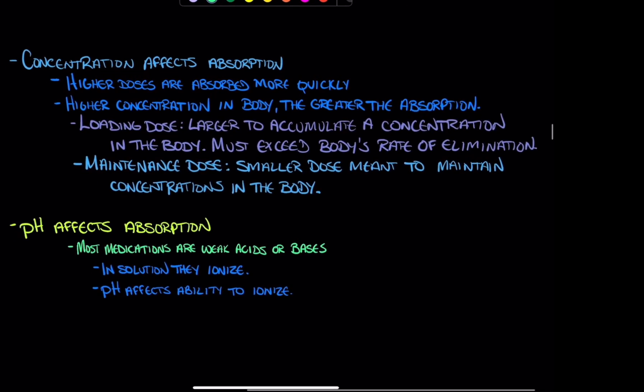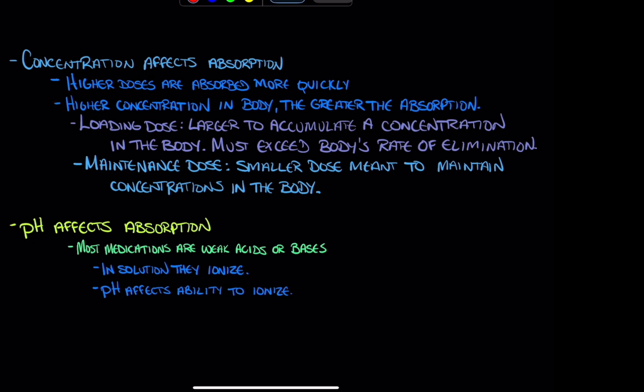And again, going back to basic chemistry, when you deal with things in higher concentrations, they're going to get absorbed more quickly. If these medications are in a high concentration somewhere, they're going to want to go down that concentration gradient into a low concentration area a lot quicker than if it was a low dose of the medication. So the higher the concentration in the body, the greater the absorption is going to be.